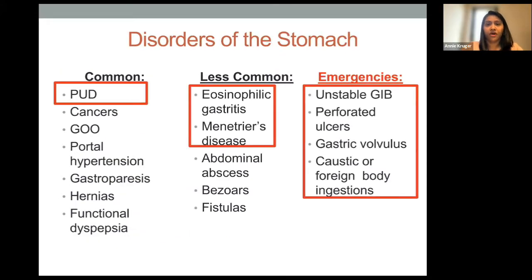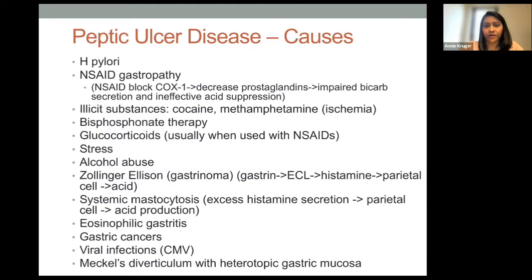Okay. So of all the disorders of the stomach, now this is a sort of generic list, but you can break them up into common, less common, and then the emergencies. The most common is peptic ulcer disease, right? And so we're going to talk pretty much about that and make sure that you guys understand what the pathophysiology of this disease is and what the appropriate management of it is. We'll talk a little bit about eosinophilic gastritis and Menetrier's disease, and these are just diseases that are not as common, but they show up a lot on boards for whatever reason. And so it's important for you to know that. And then the emergencies.